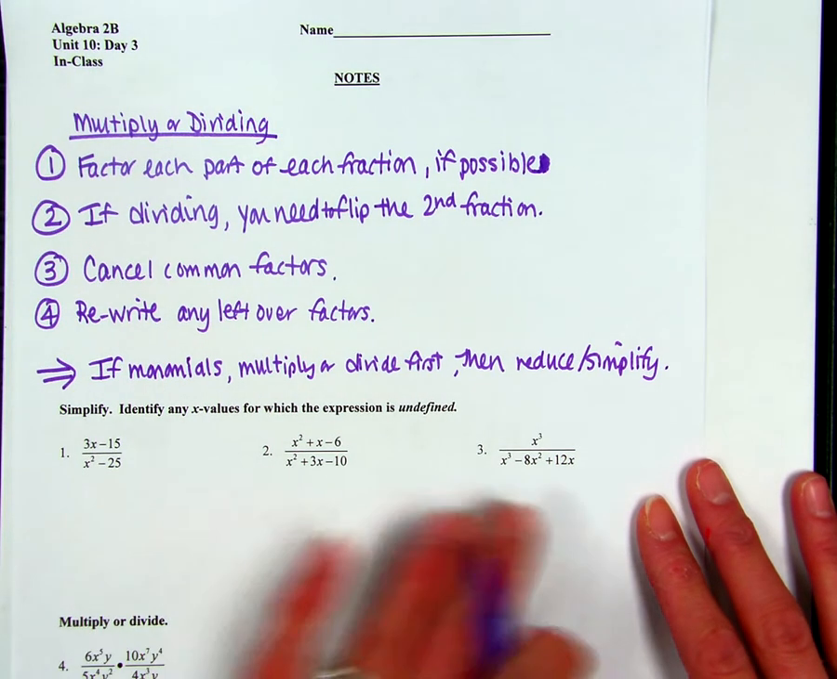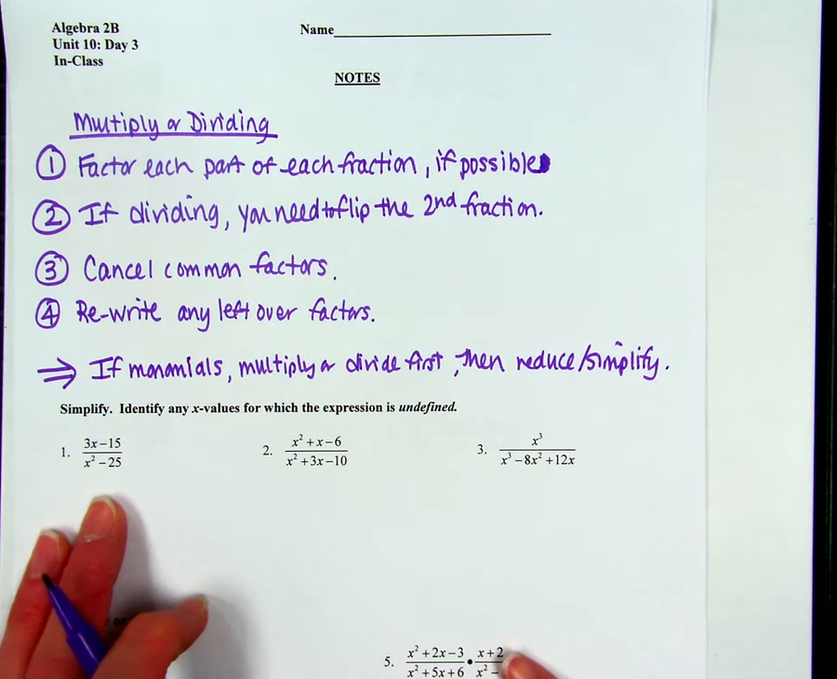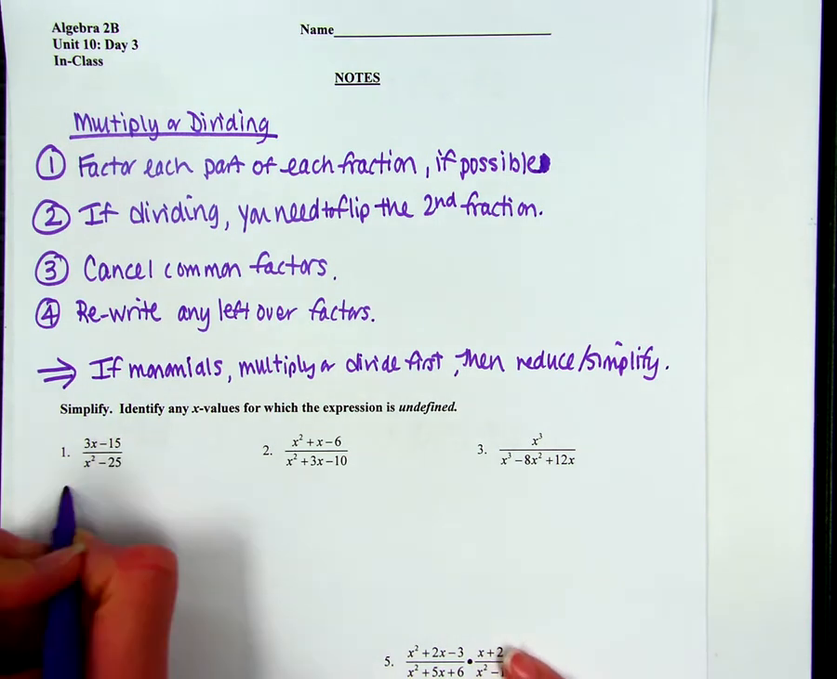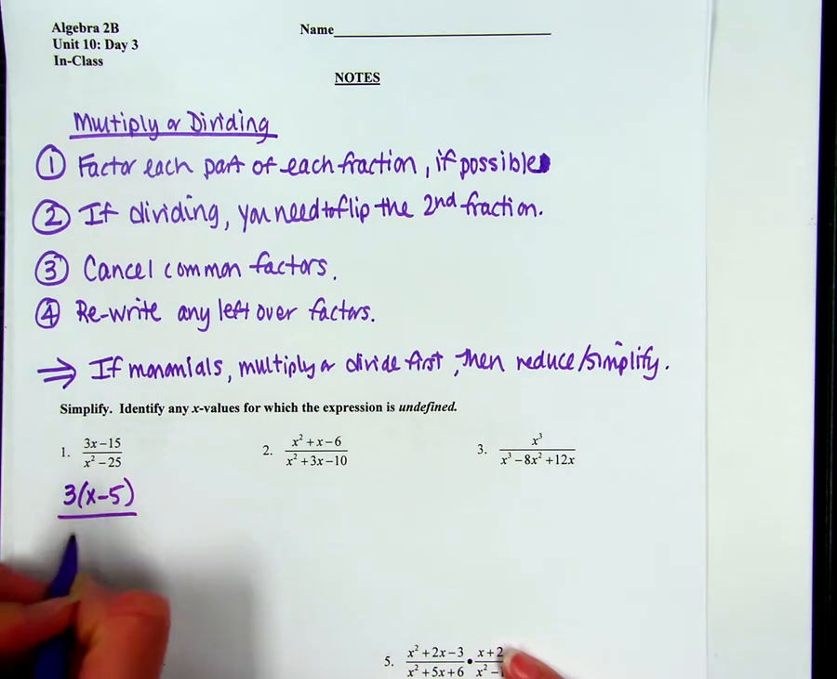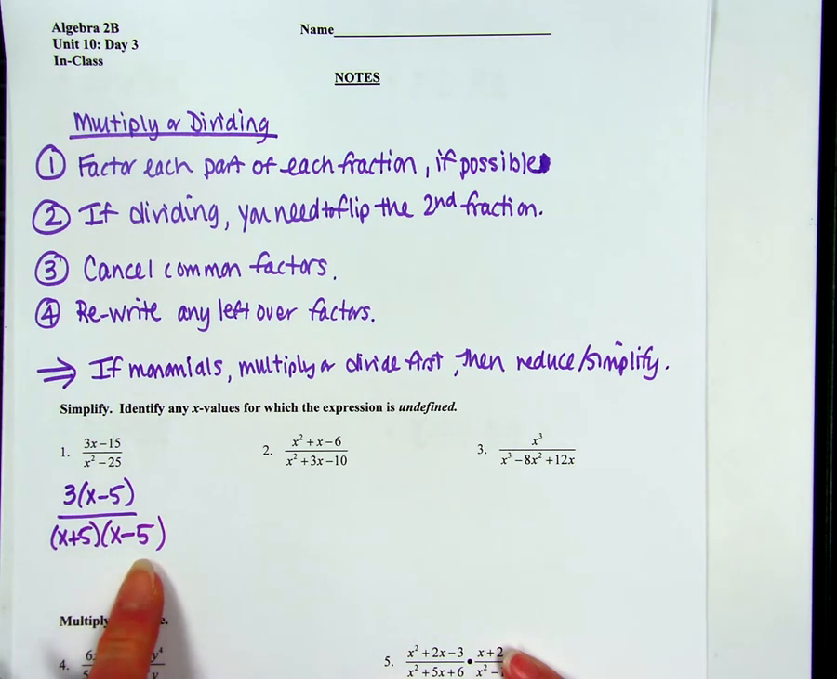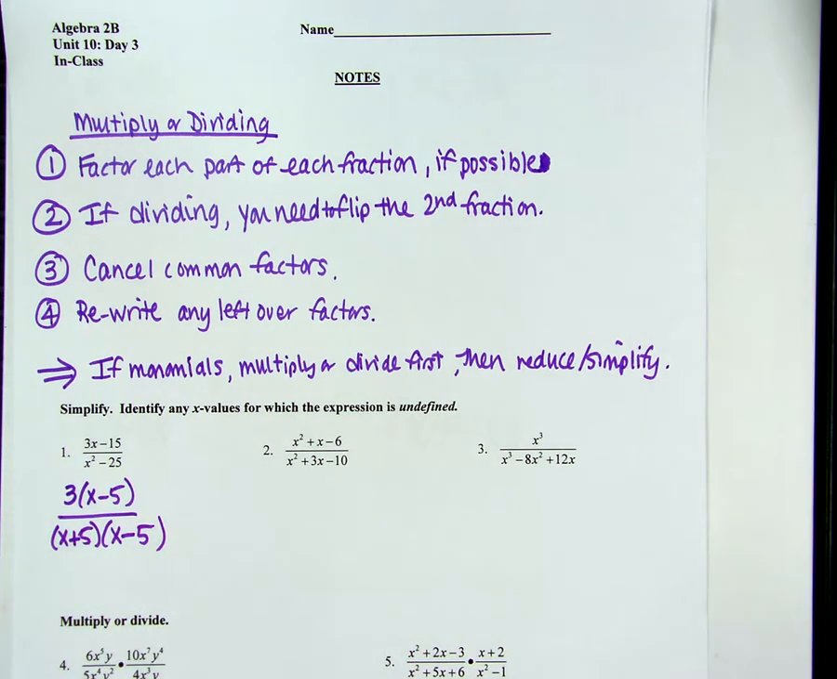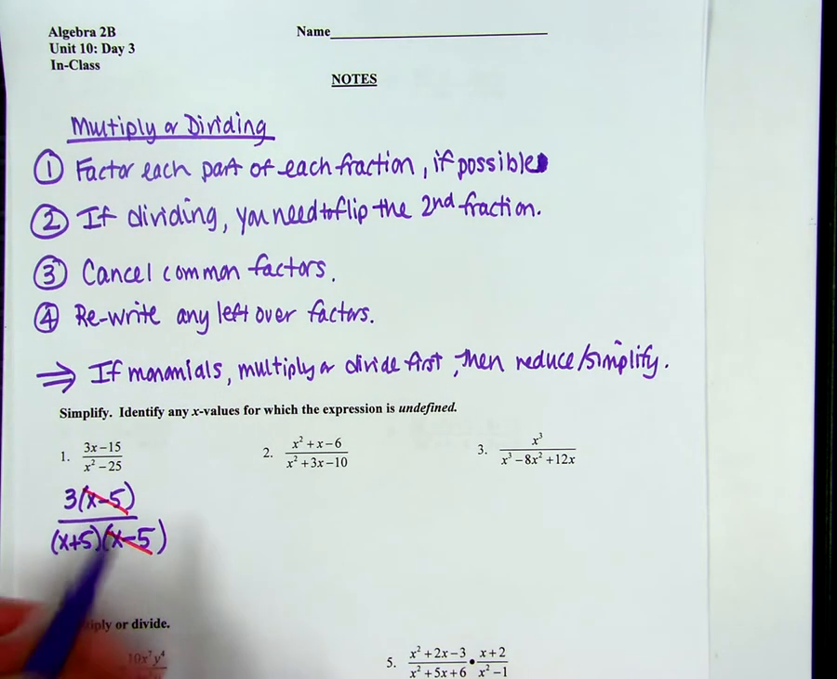All right, in the first three problems, there's no multiplying or dividing, so it's just simplify, which we've done before. So you're going to factor the top, factor the bottom. So take out a 3, so you have 3 times the quantity x minus 5. On the bottom, it's a difference of perfect squares, so the square root of 25 is 5, so one time it's plus, one time it's minus. And then you're going to cancel out your common factors. X minus 5 cancels out, so all you're left with is 3 over x plus 5.